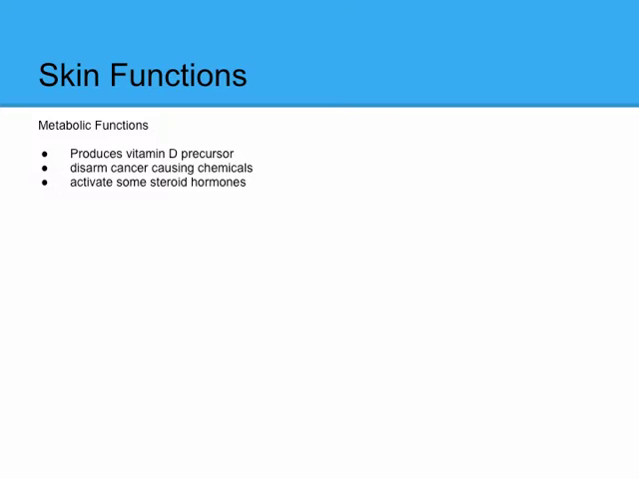It also serves to disarm some cancer-causing chemicals, which is very important, obviously. It can even accidentally turn some harmless chemicals into cancer chemicals. And then also it activates some steroid hormones. For example, it will turn cortisone into hydrocortisone. So if you rub cortisone cream, your skin will convert it into an active form of hydrocortisone.